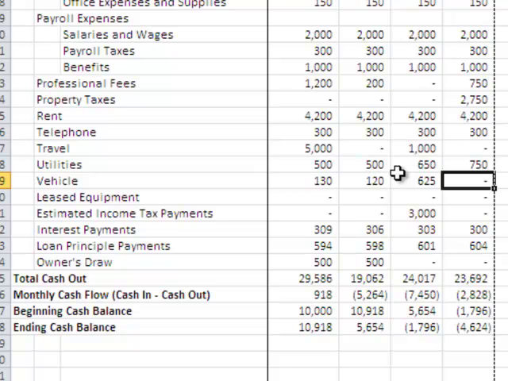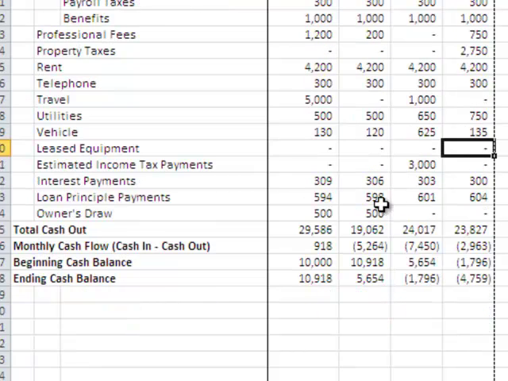And then in April, he's predicting that he's going to have $135 in vehicle expense. He wants to take some extra money in April to go on vacation, so we're going to put $500 in owner's draw for March, and then $1,000 to make that an extra $500 in April. So we go down here to owner's draw, put in the normal $500 that he takes out, and then a little bit extra in April.